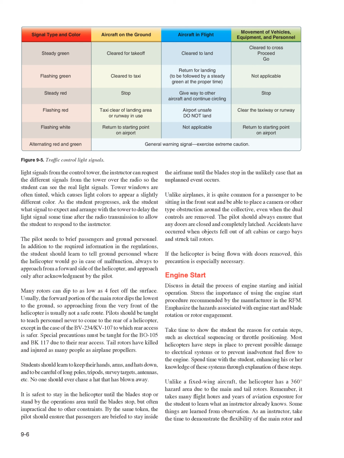It is safest to stay in the helicopter until the blades stop or stand by the operations area until the blades stop, but this is often impractical due to other constraints. By the same token, the pilot should ensure that passengers are briefed to stay inside the airframe until the blades stop in the unlikely case that an unplanned event occurs. Unlike airplanes, it is quite common for a passenger to be sitting in the front seat and be able to place a camera or other type obstruction around the collective, even when the dual controls are removed.